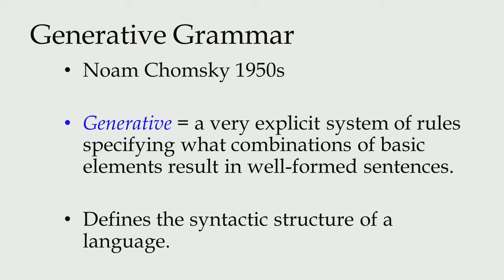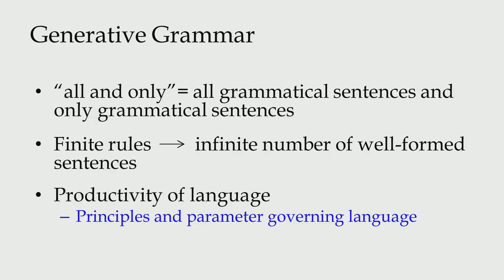Therefore, the term generative grammar means all and only grammatical sentences. The generative capacity of humans generates all grammatical sentences and helps us understand why sentences may not be grammatical. It has finite rules, however, it can generate an infinite number of well formed sentences, and principles and parameters governing language are part of the productivity of language. All these things are components of generative grammar. Thank you.